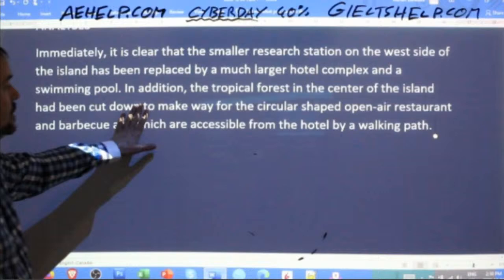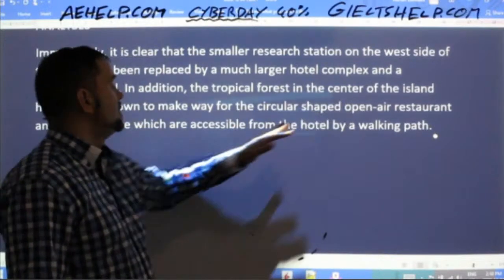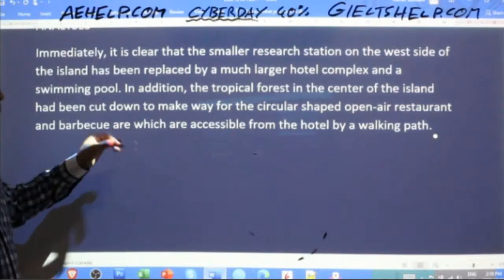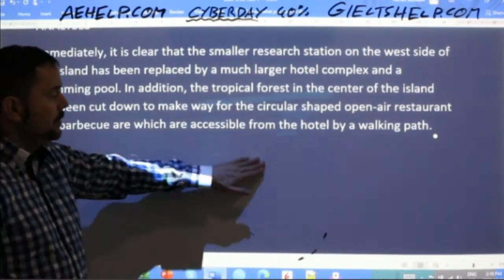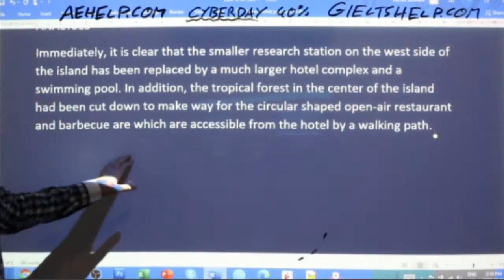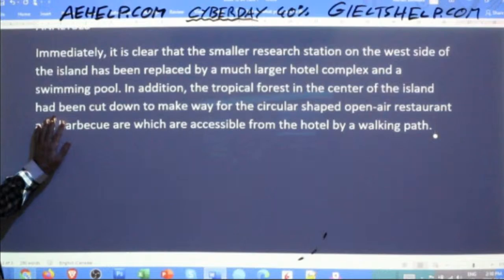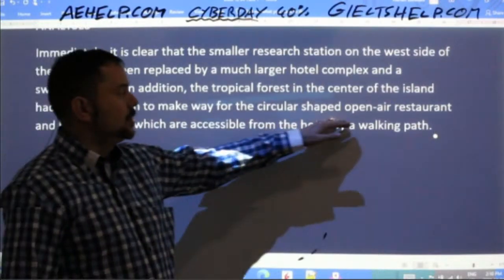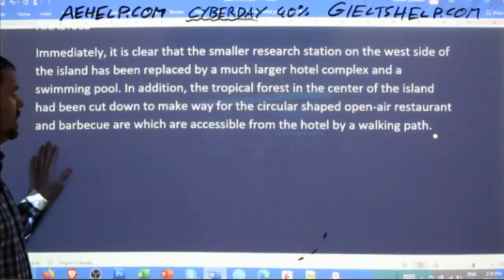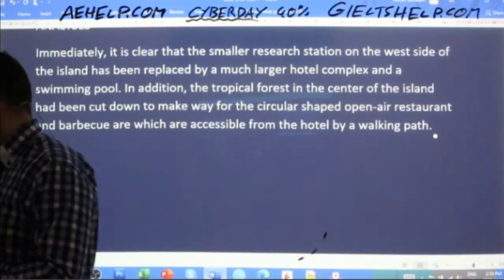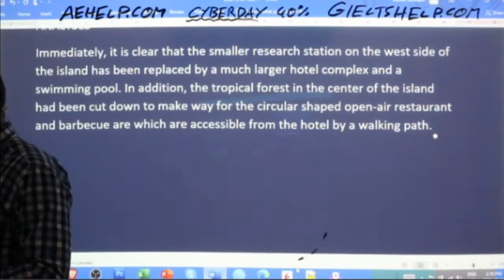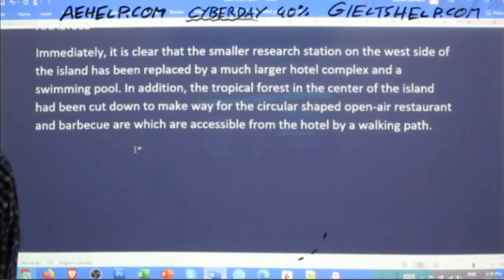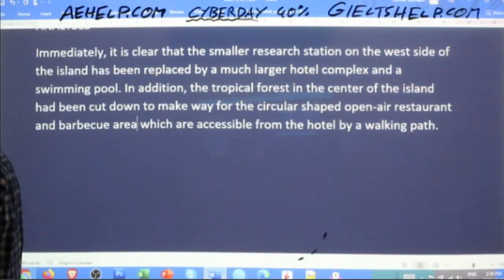Okay, so here's my next sentence. In addition, the tropical forest in the center of the island had been cut down. Okay, so again, use your grammar range whenever possible. Here I'm using the passive past perfect, had been cut down, to make way for the circular shaped open air restaurant and barbecue area, let's not forget, area which are accessible from the hotel by a walking path. Okay.